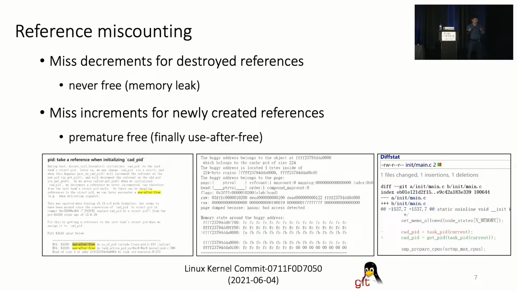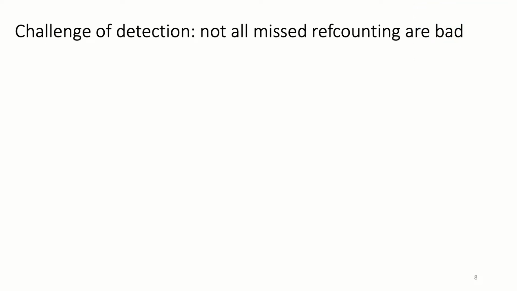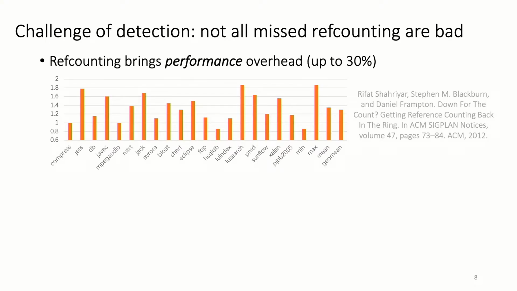Then you find the root cause. Unfortunately, it's not that easy because not all missed reference counting are bad. The problem is reference counting is good for programmers, but it's not free. It can lead to performance overhead, which could be a 30% slowdown of the execution.